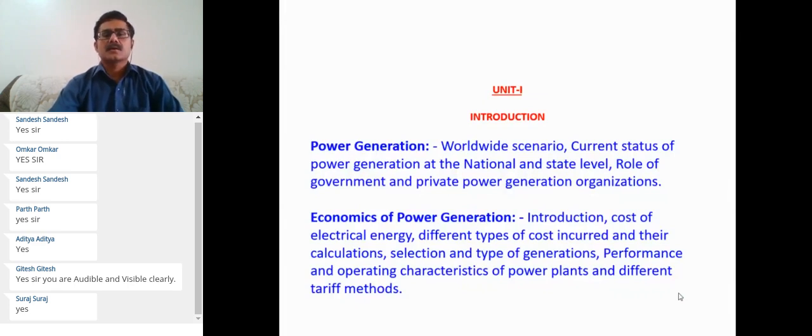So these are the highlights for unit number 1 that we are going to look at. As far as the first part is concerned, it is totally theoretical, so no need to worry about that. And for the second part, definitely some simple mathematical formulas and equations would be made use of for the calculation of the cost of electrical energy. So definitely some numericals will be involved in part 2, the economics of power generation.